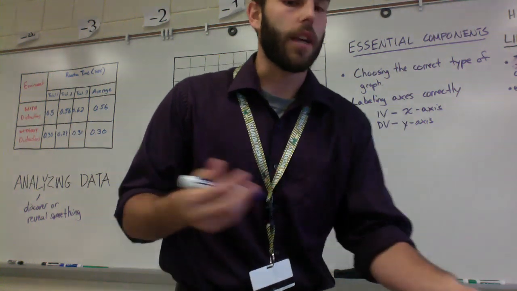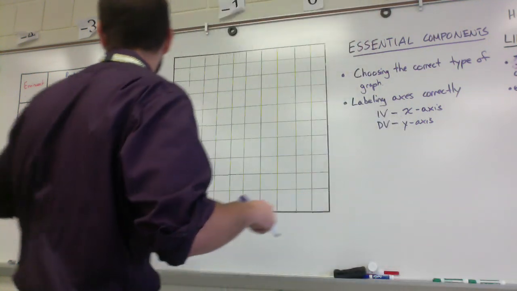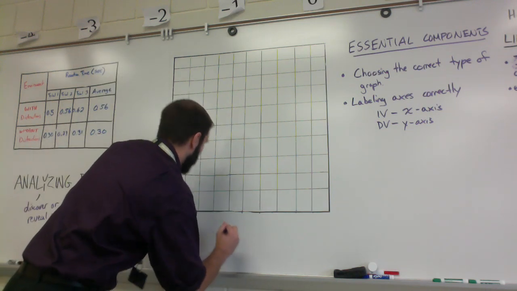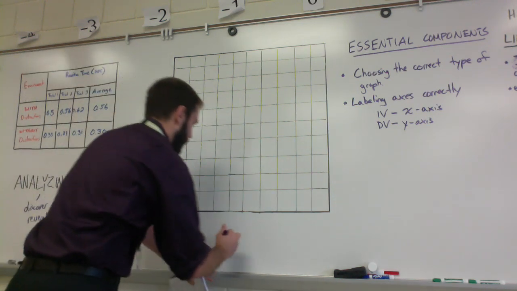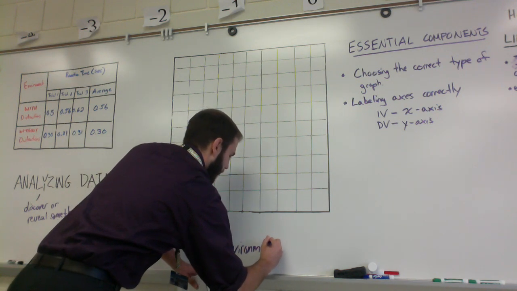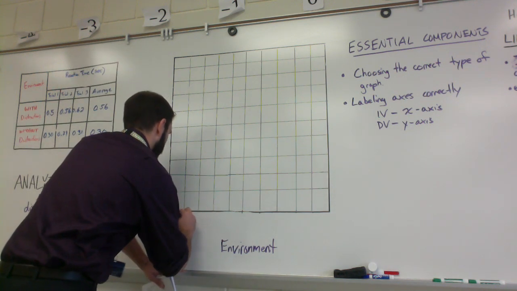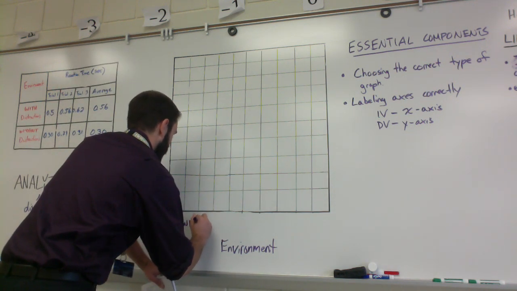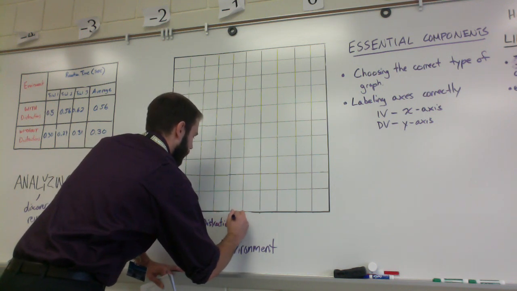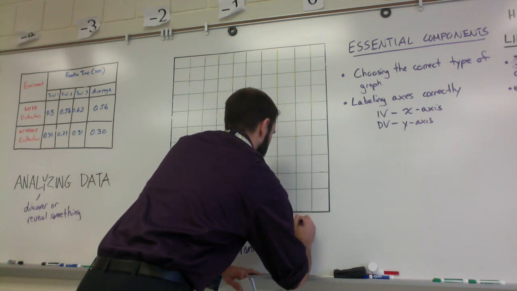All right, so let's actually set up our graph for this specific situation. My independent variable, I want to have a title for it. It's going to be the environment. That's like the title of my table right here. And my two categories are with distractions and without distractions.